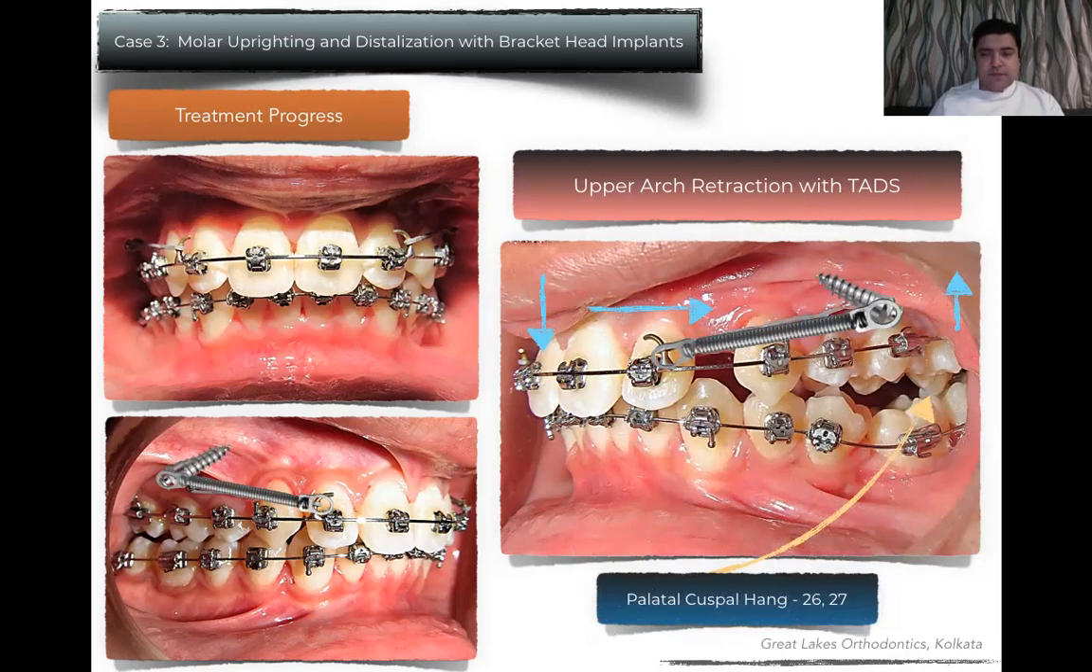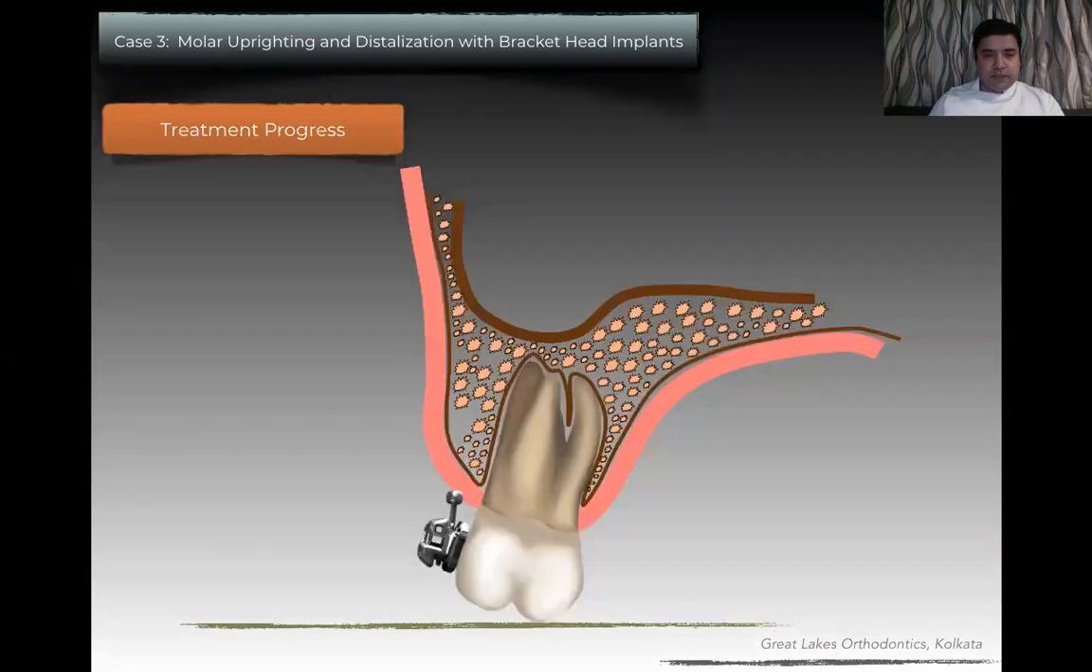Now, sharp cusps are very difficult to handle because unless and until we get a good occlusion, you might develop a TMD at a later date due to occlusal interference. So how do we plan to correct it?